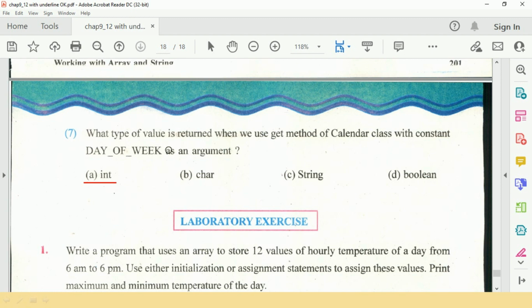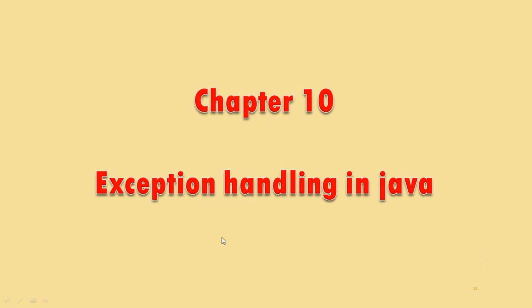Question number 7 is, what type of value returns when we use get method of calendar class with constant day of week as an argument? So answer is A, right, an integer. Okay. Chapter 10, exception handling in Java.